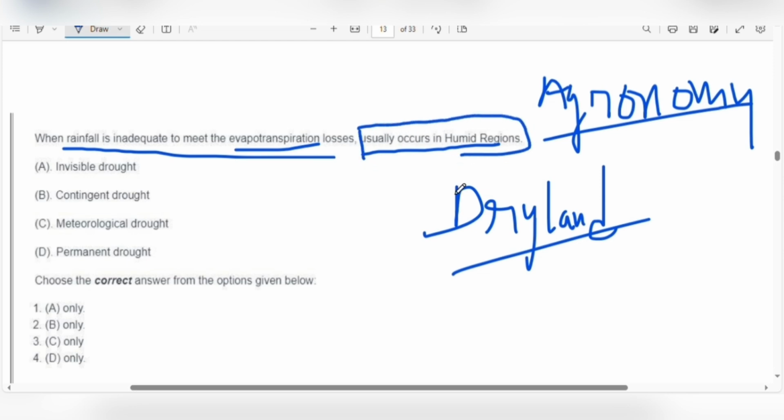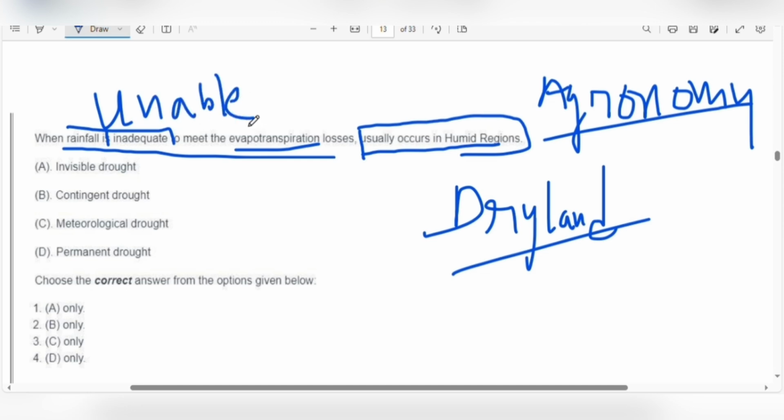So what do we think? What is our notion? That humid region means there is sufficient moisture. We cannot even think that there can be drought in a humid region. Where there is raining, can there be drought? It is counterintuitive, right? In the first portion they have given, when rainfall is inadequate. What is the meaning of inadequate? It means rainfall is happening, the place is humid, there is presence of moisture and precipitation, but that is not adequate, that is unable to meet the evapotranspiration loss.